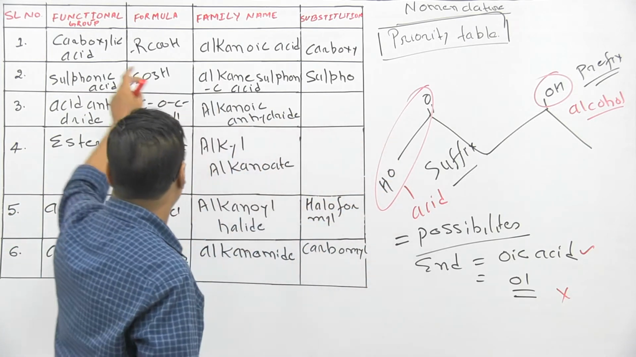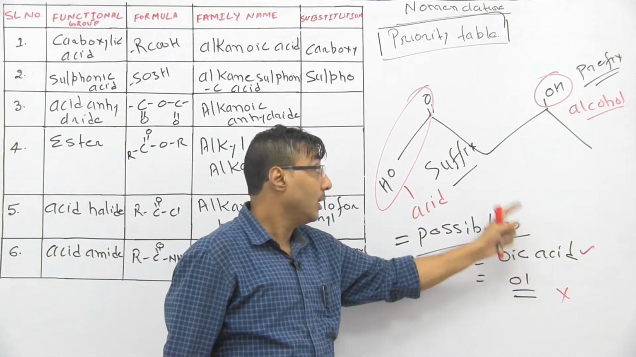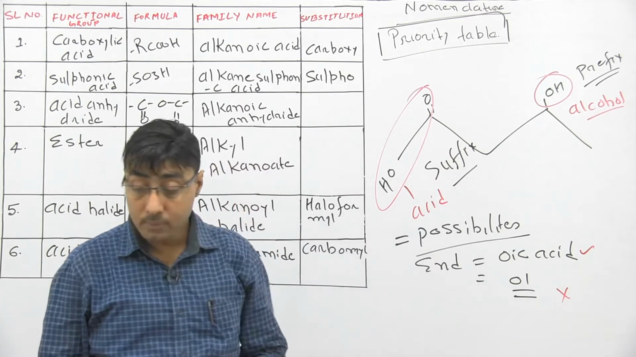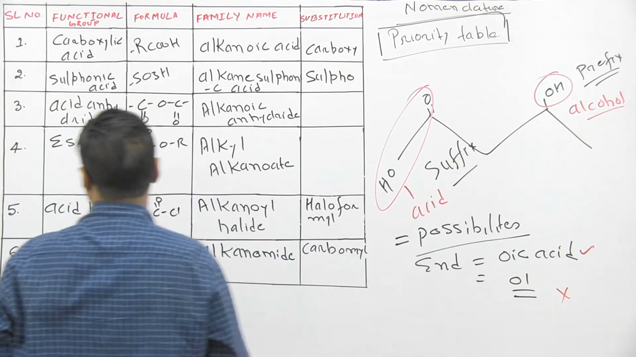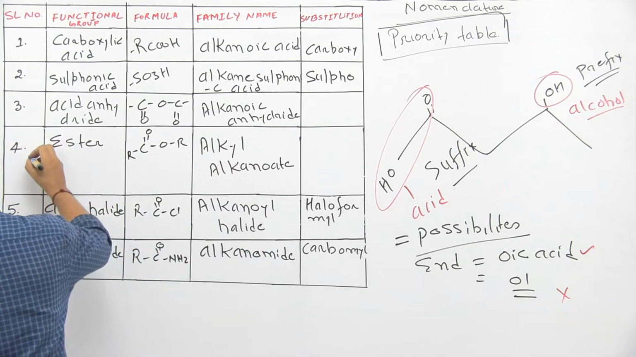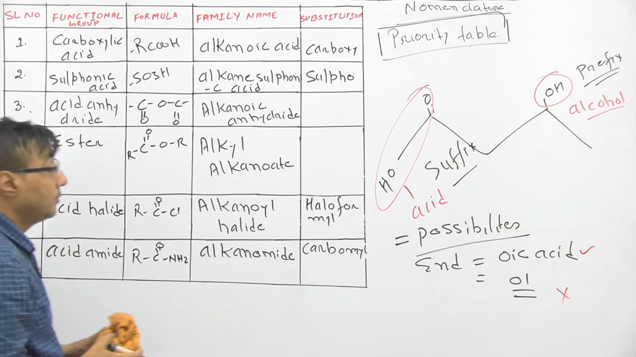Acid is having first priority, so every time the name will end with oic acid if acid group is there. In the last segment we have not done the nomenclature of these 2, so let's finish here only, then we will move ahead.